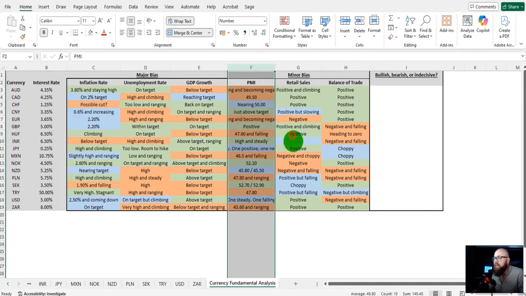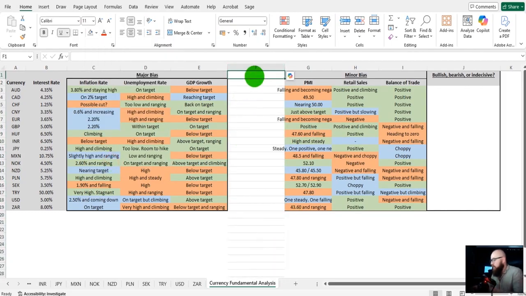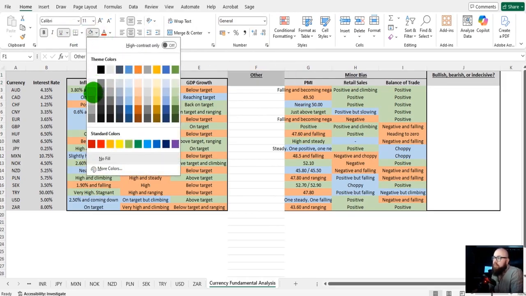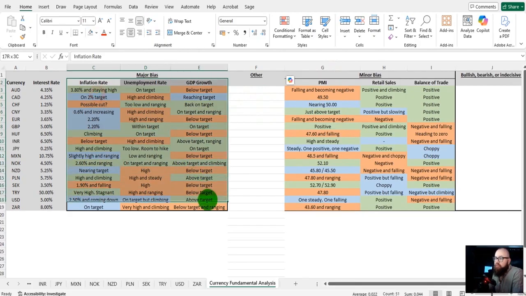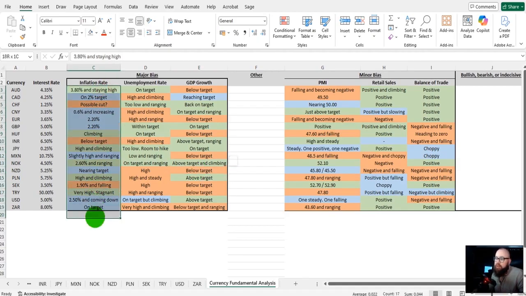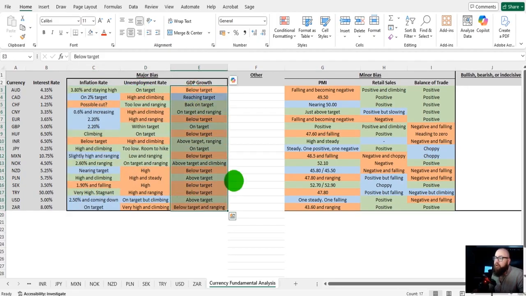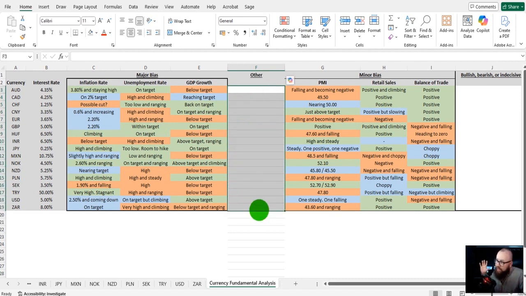Now, it could be that you want to add another column here, okay? And it could be that this other column is going to be for other items, because there are other items that can impact the direction of a currency that don't fall under these things, which are major influences. Things like war. When war broke out in Eastern Europe, it had a negative impact on the euro. It wasn't inflation, it wasn't unemployment, it wasn't GDP growth, though I guess the fear of war was going to impact those things, which would eventually impact interest rates. But that breakout of war has an impact.